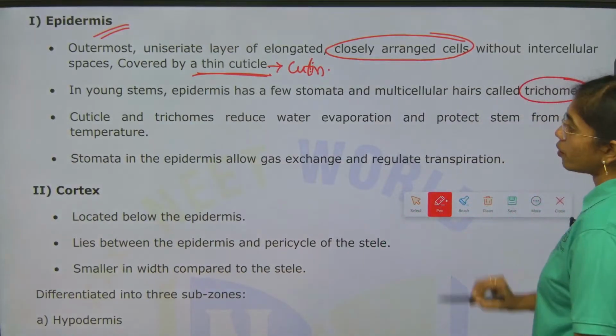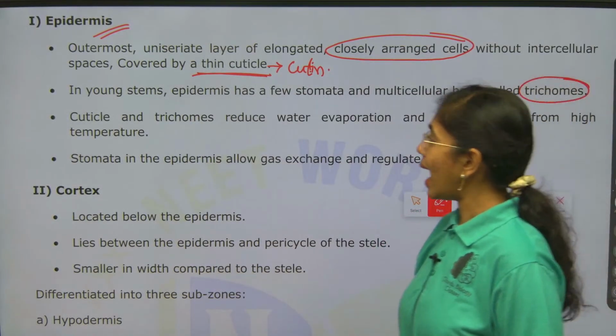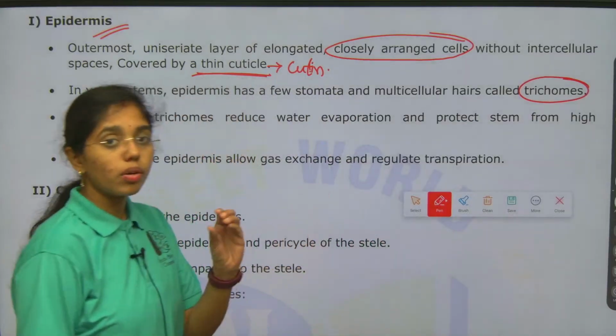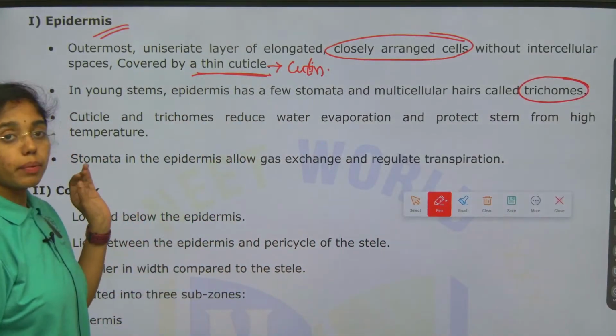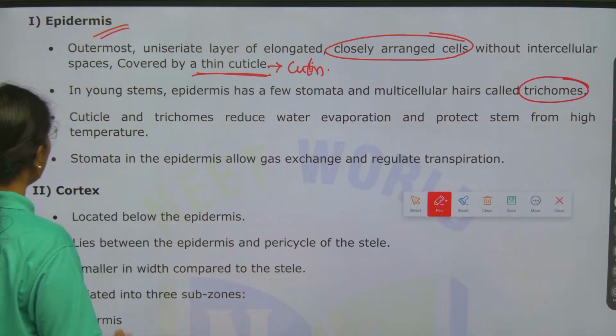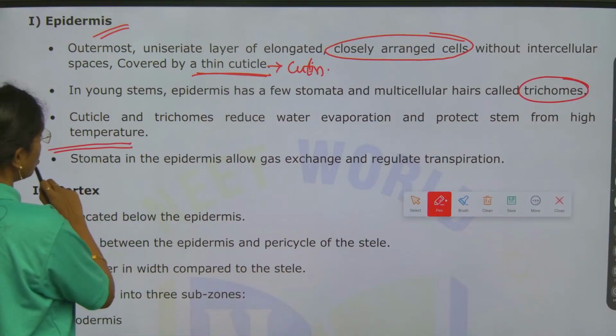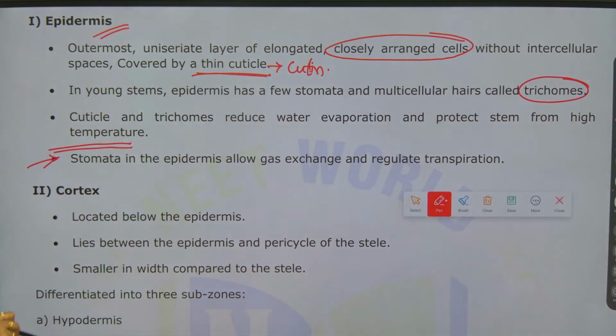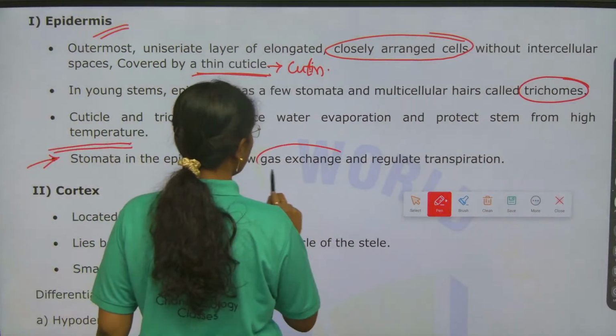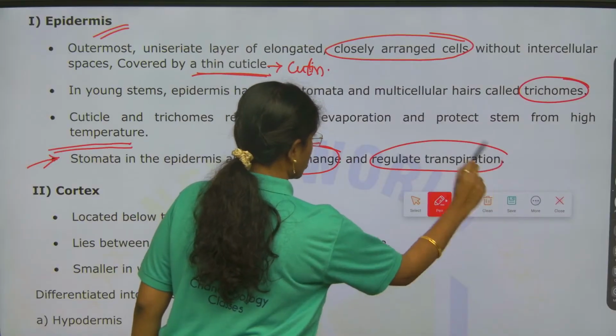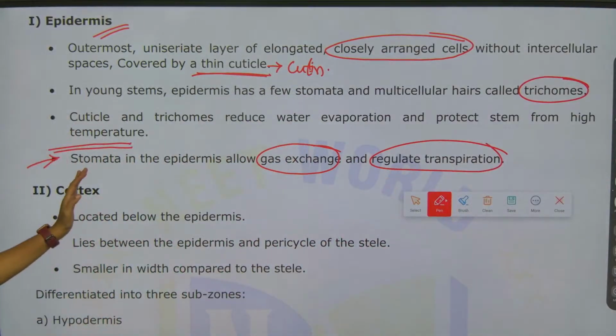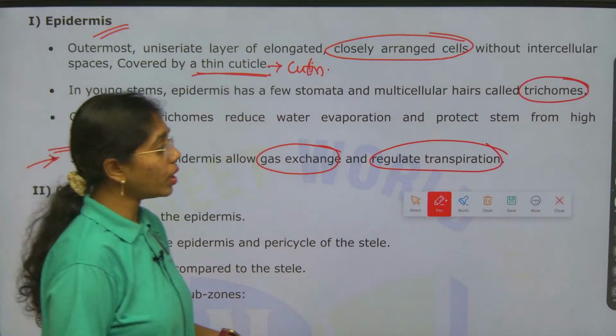The epidermis contains multicellular hair-like projections called trichomes. Cuticle and trichomes reduce water evaporation and protect the stem from higher temperatures. Stomata in the epidermis allow gaseous exchange and regulate transpiration as well.